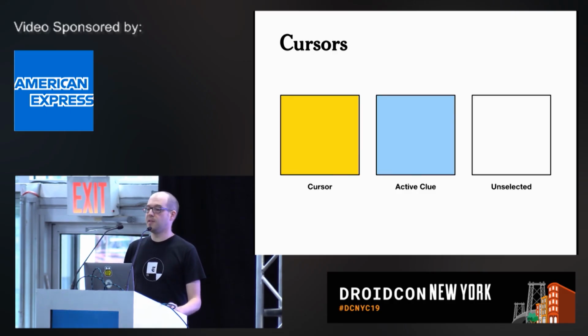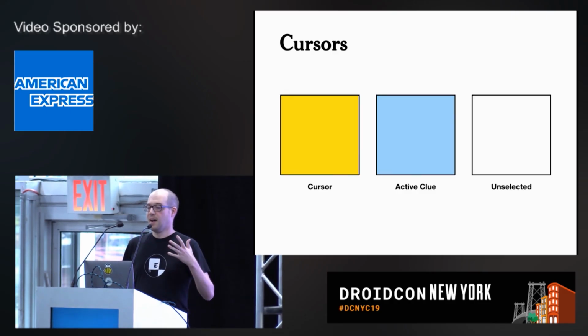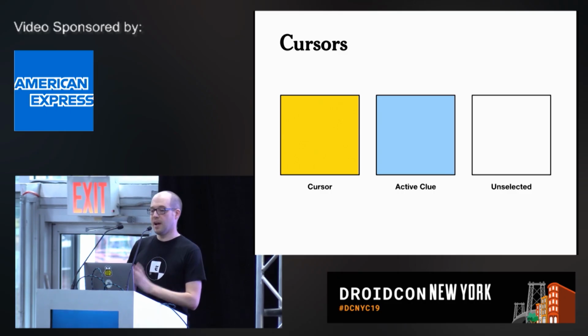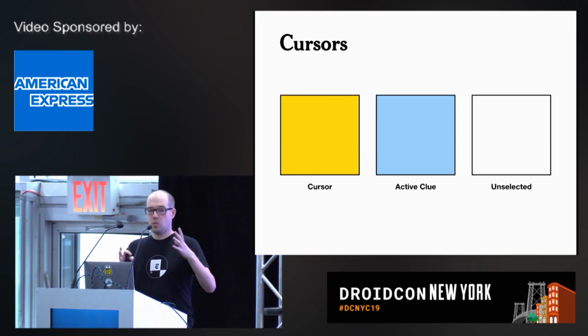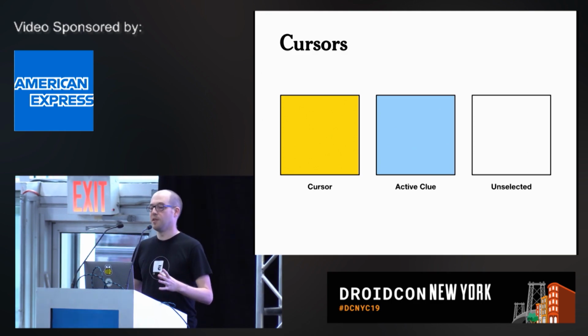So we have these three states for a cursor. We have the active cursor, we have the active clue, and we have unselected. So how can we go ahead and take our square world and extend it to support these cursors?